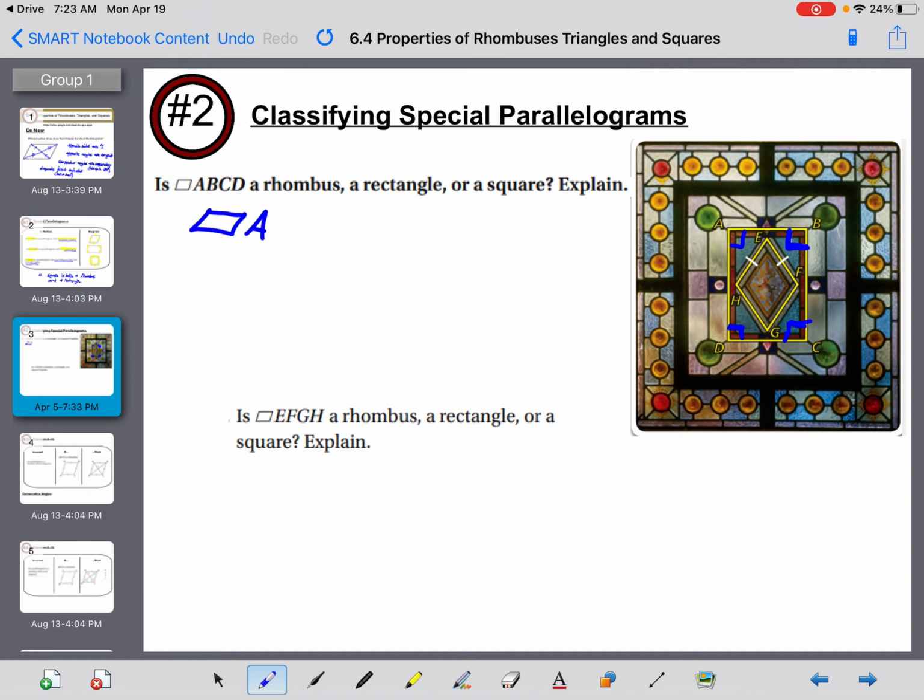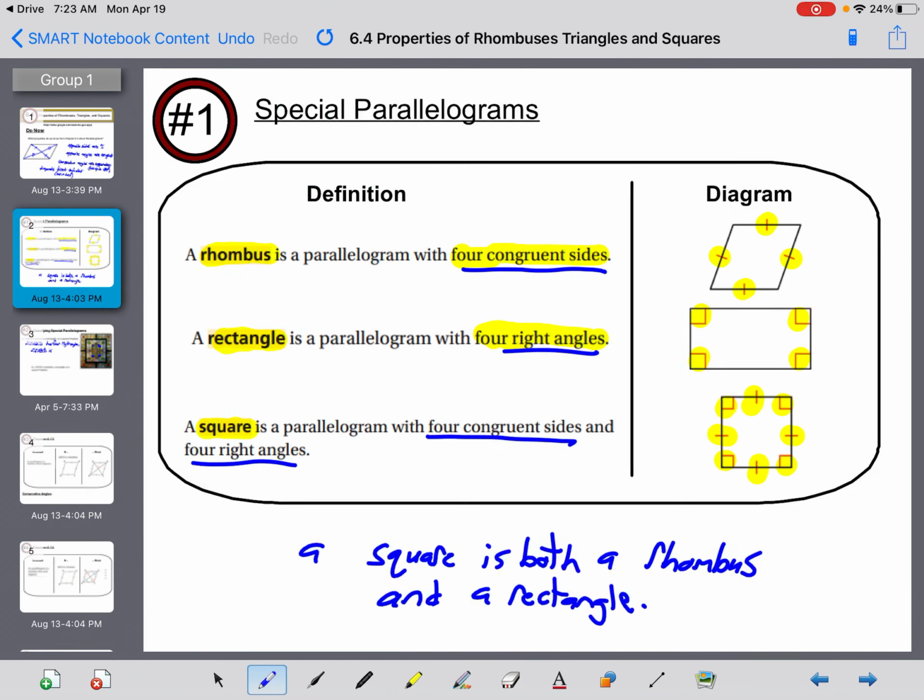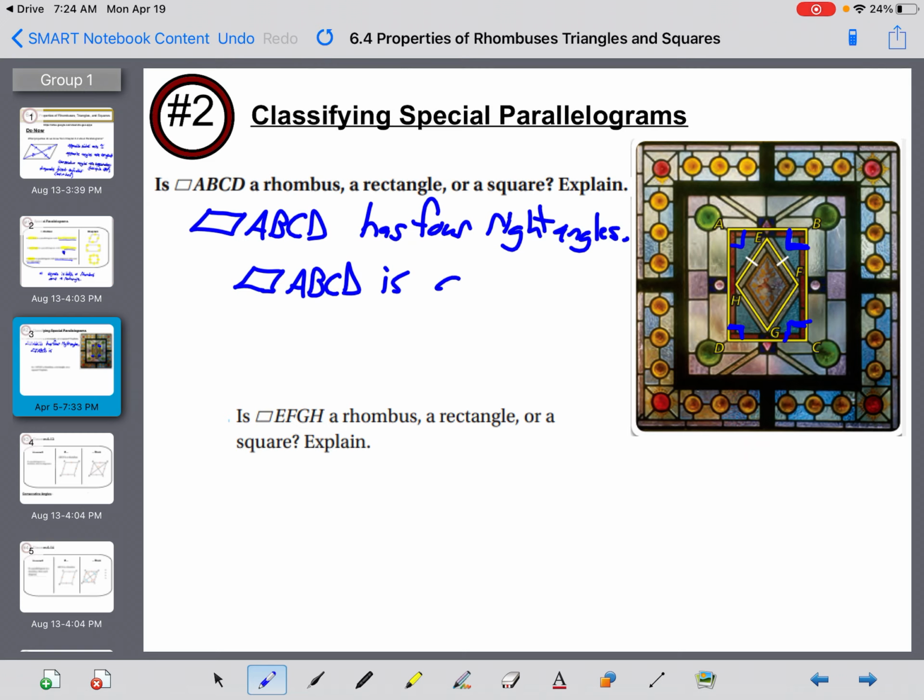So parallelogram ABCD has 4 right angles. Since it has 4 right angles, parallelogram ABCD is a rectangle.